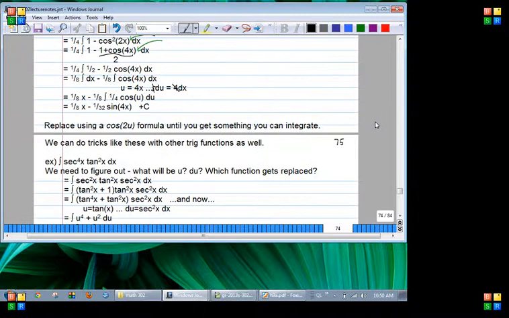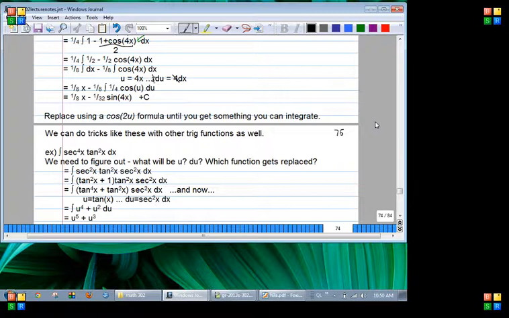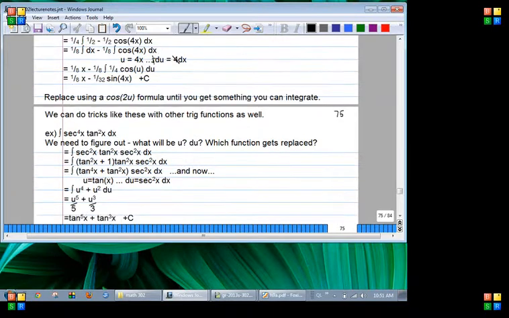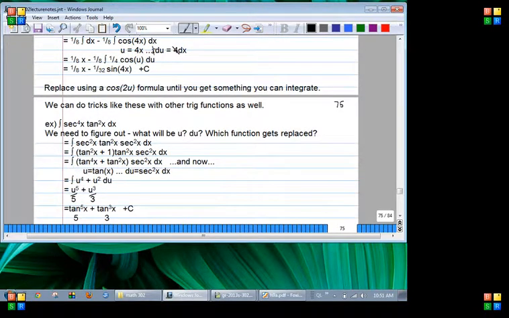So now you just have the integral of u to the 4th plus u squared du. And that gives you u to the 5th over 5 plus u to the 3rd over 3. And then we put it back, and you get tan to the 5th x over 5 plus tan to the 3rd x over 3 plus c.